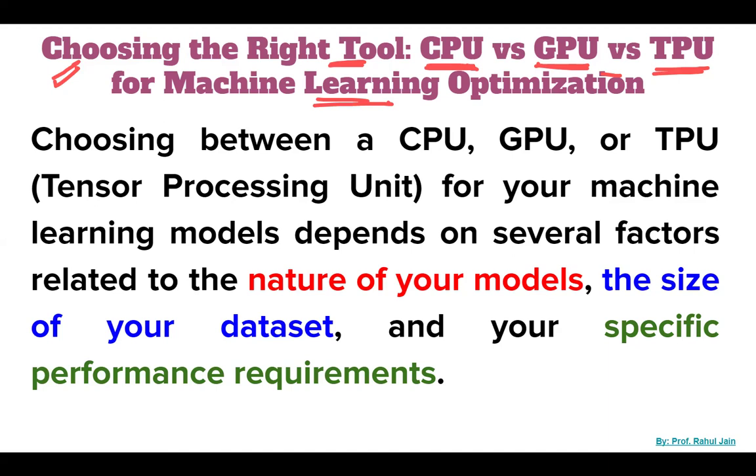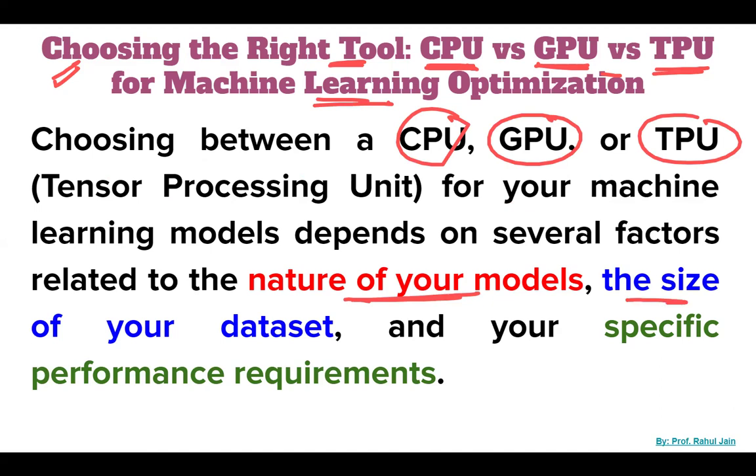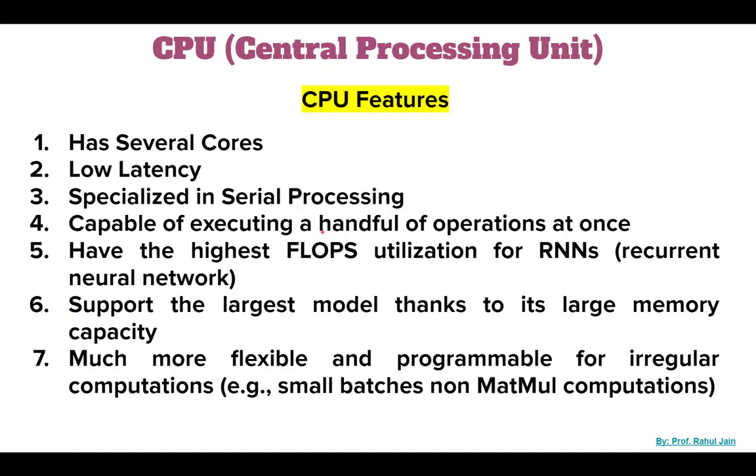So let's start. Basically, choosing between CPU, GPU, and TPU for your machine learning model depends on some key factors: the nature of the model on which you are working, the size of your data set, and the specific performance requirements. So let's start with CPU.